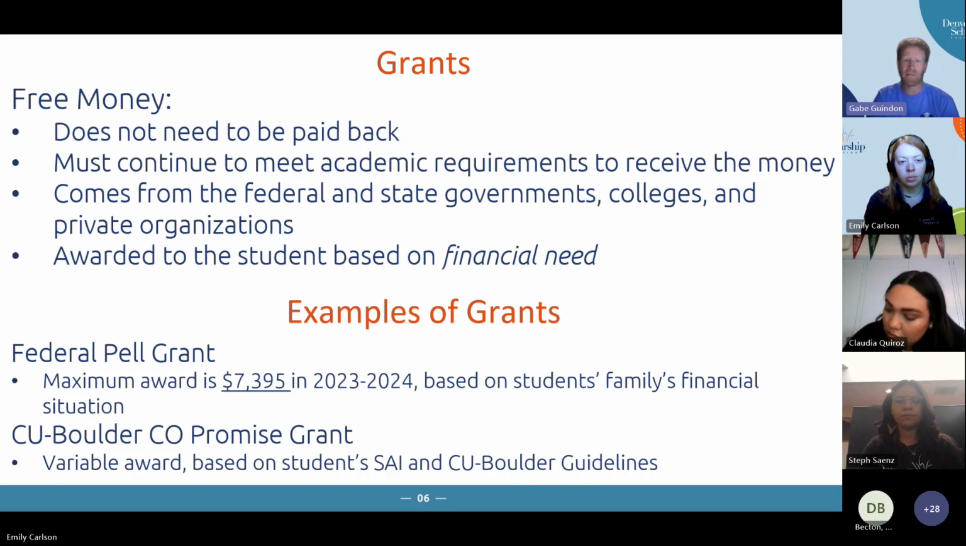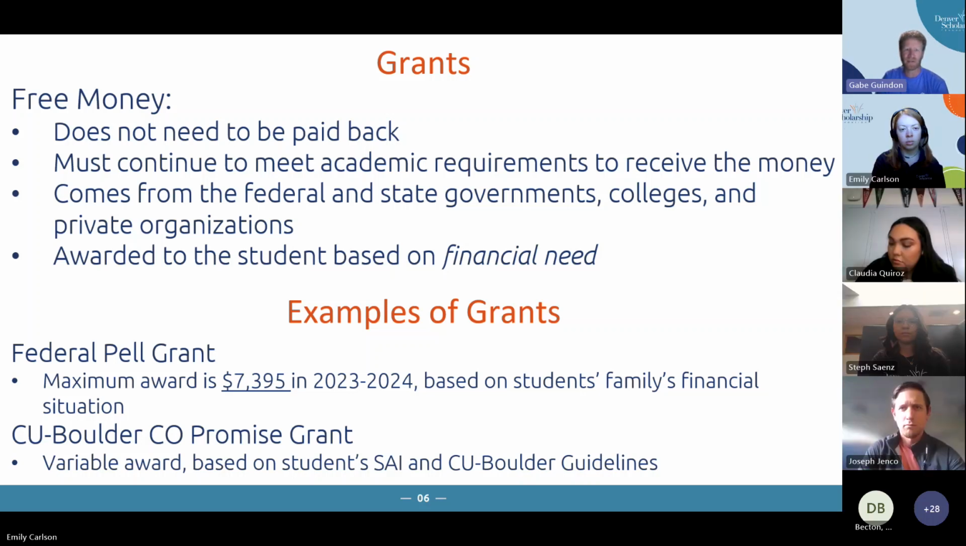And grants are provided to students based upon financial need, and financial need is demonstrated through submission of financial aid applications as well. A classic example, very important and often provided to American citizens and permanent residents that demonstrate need, is the Pell Grant. So many team members may be familiar with that from receiving it themselves, or working with many students that receive it. And so the Pell Grant covers $7,395 in this current year, and the maximum award is accessed through financial aid submission.